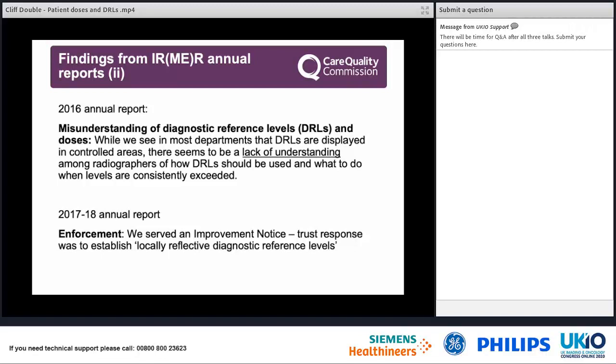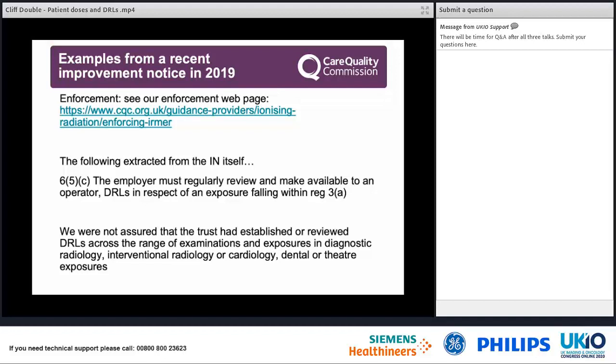Slightly more recently, a response to one of our improvement notices was that the Trust committed to producing locally reflective DRLs. Just last year, we served another notice where there are a range of breaches of the regulations. One was in not adopting DRLs. And I think the final paragraph there was the important one. We weren't assured that the Trust had established or reviewed DRLs across the range of examinations and exposures in diagnostic radiology, interventional radiology or cardiology, dental or theatre exposures. They had done so in CT, which got them off the hook to an extent.